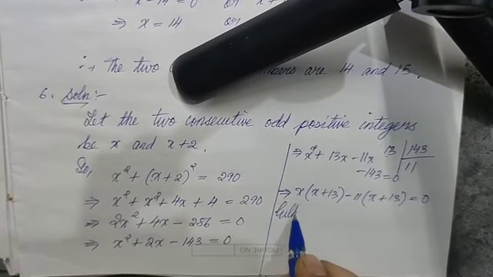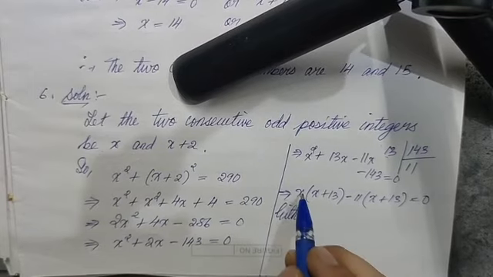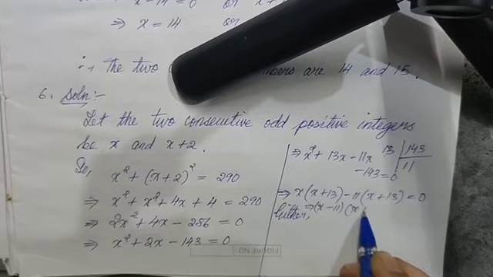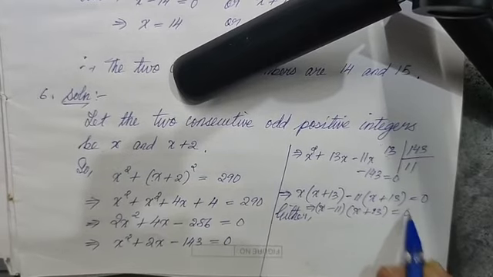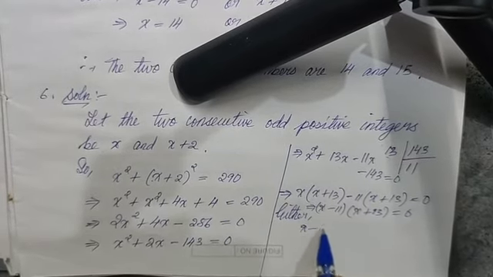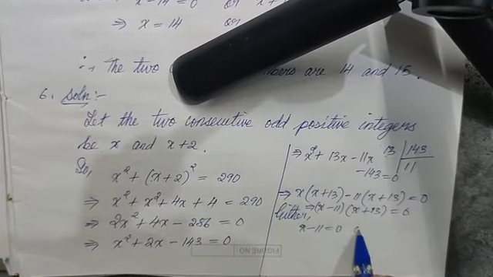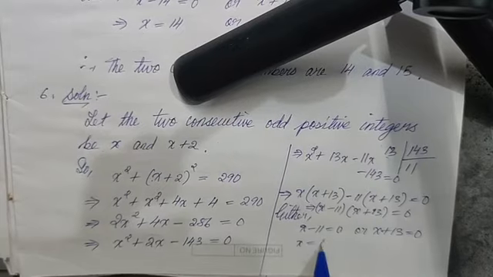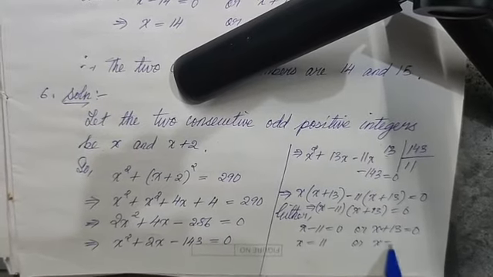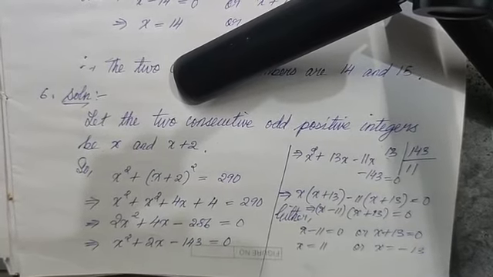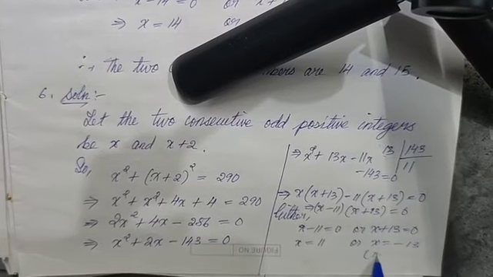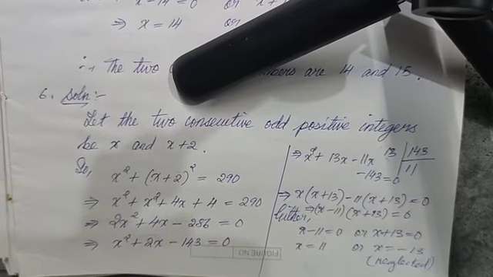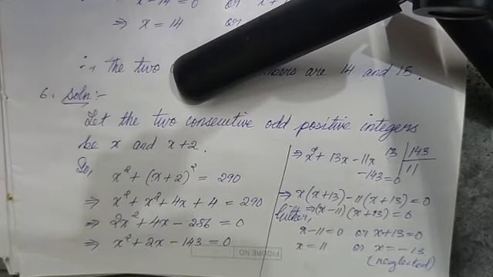Either x minus 11 equals 0 or x plus 13 equals 0, so x is equal to 11 or x is equal to minus 13. Since we need positive integers, we neglect minus 13. So x is 11, and x plus 2 is 13.